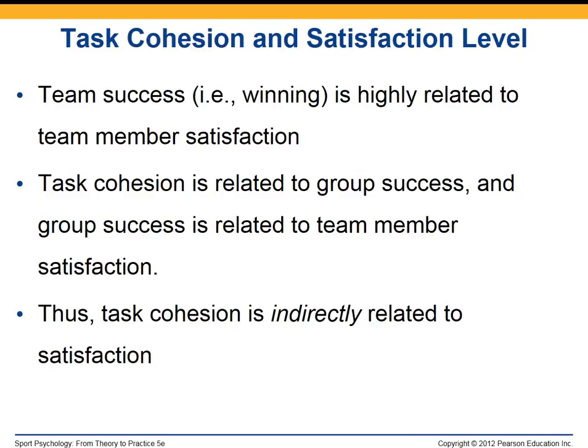In regards to task cohesion and satisfaction levels, team success is highly related to team member satisfaction. Cohesion is related to group success, and group success is related to team member satisfaction. So what we're saying is that task cohesion is indirectly related to satisfaction levels amongst team members and of the team.